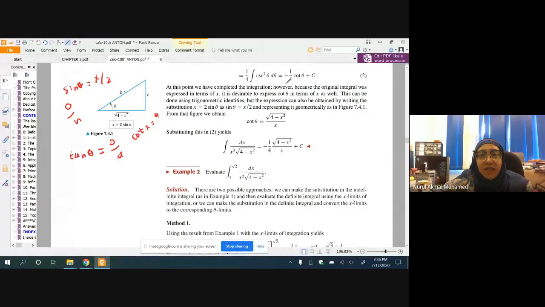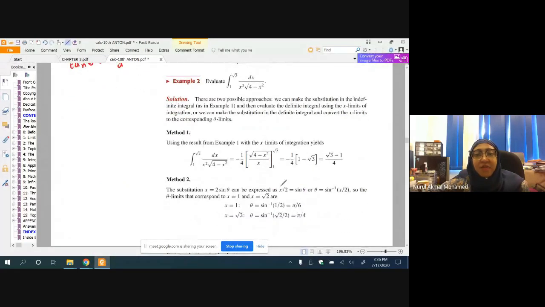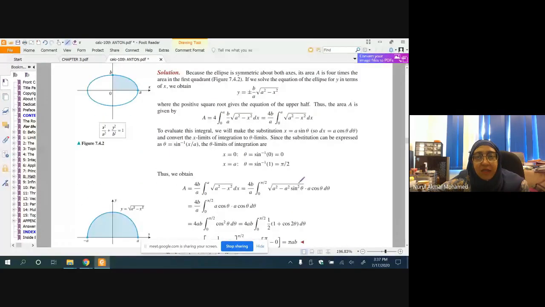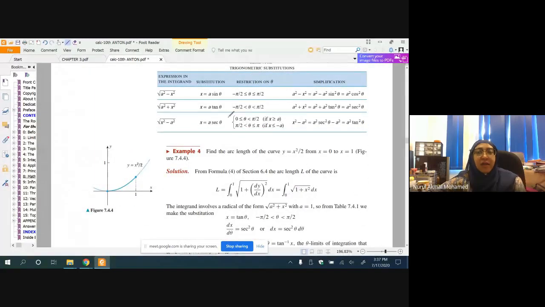So it means that you can substitute it up here. And you don't have to use this triangle in writing the solution in terms of x. You can stop it here, and after that you substitute the limit, because your limit is also in terms of theta instead of x. Now let's look at this table here.